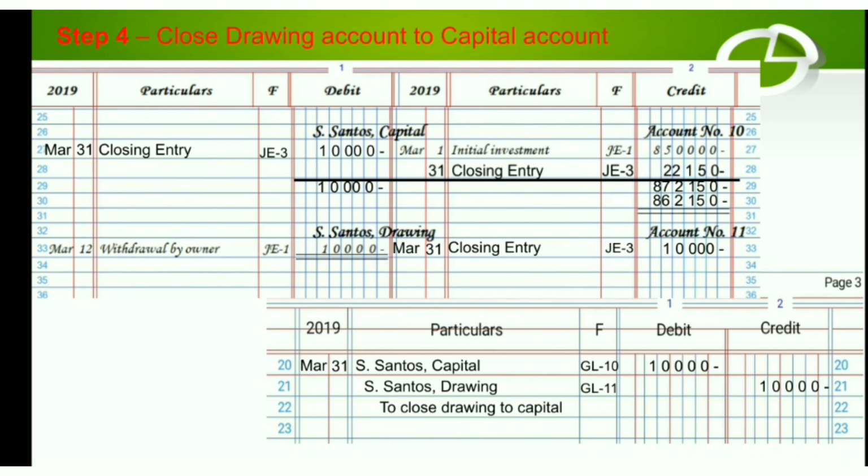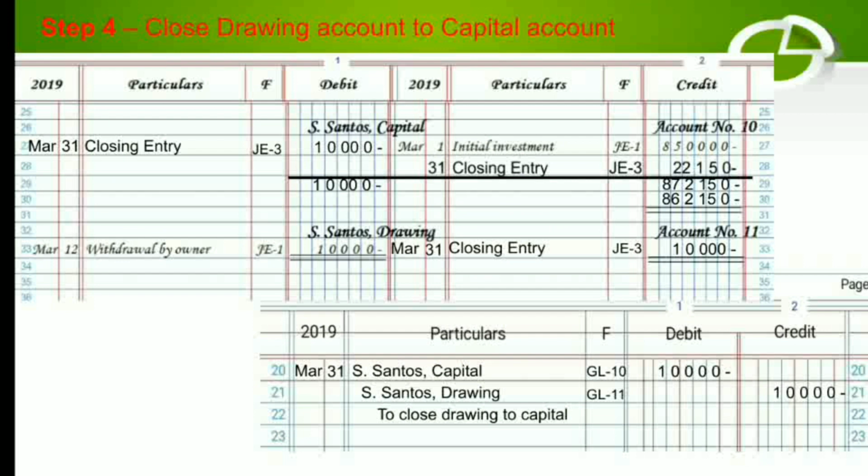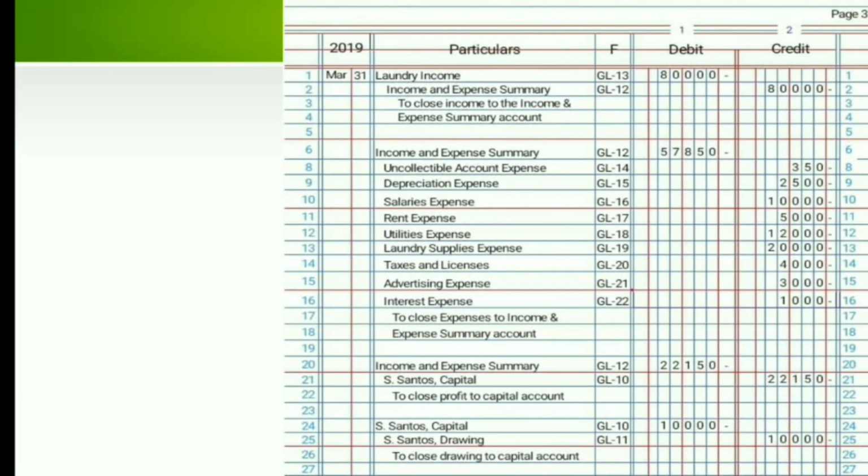Now for the S. Santos drawing, we have 10,000 in the debit and 10,000 in the credit. So at this point, S. Santos drawing is a closed account. So we double rule it. It's a closed account because the difference between the 10,000 debit and 10,000 credit is 0. And here's now the complete picture of the closing entries of Davao Laundry Services.